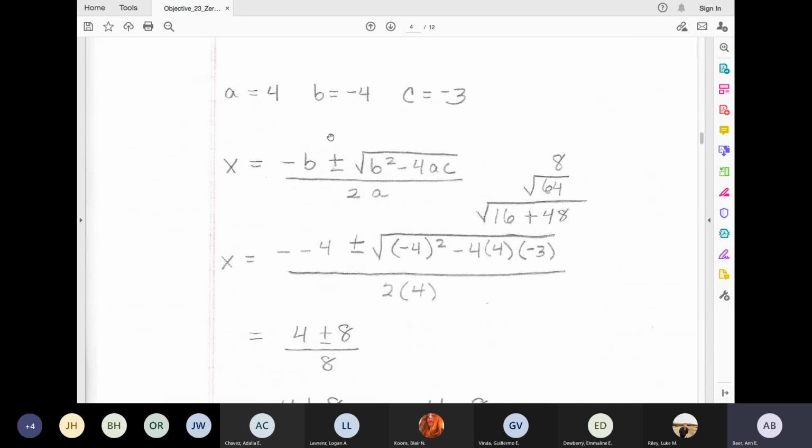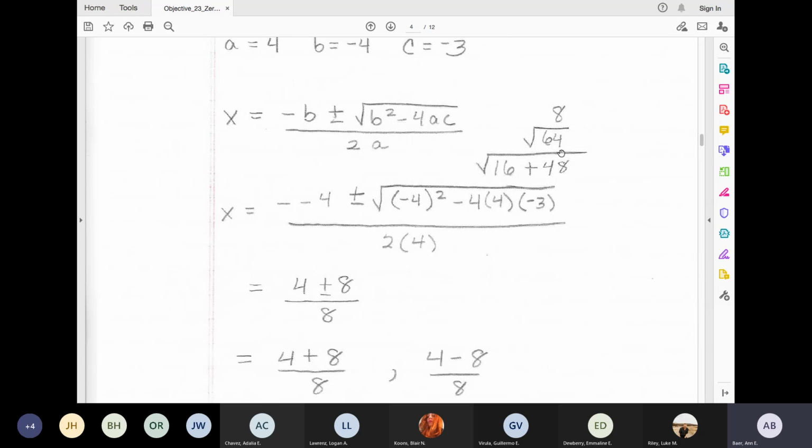x equals -b, and b itself is -4, so negative of negative 4, plus or minus the square root of b squared, -4 in parentheses because we need to square the negative sign. So -4 squared, minus 4 times a, which is 4, times c, which is -3, all over 2a. A is 4.